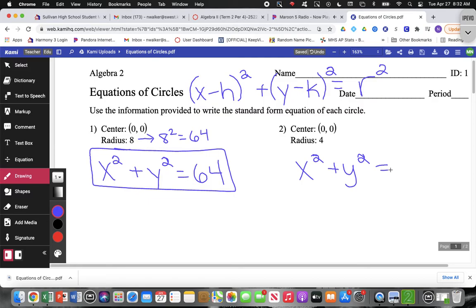All right, what's 4 squared? 16. There we go. All right, so that's what they're looking like whenever they're the center 0, 0. What do you think? Pretty easy.